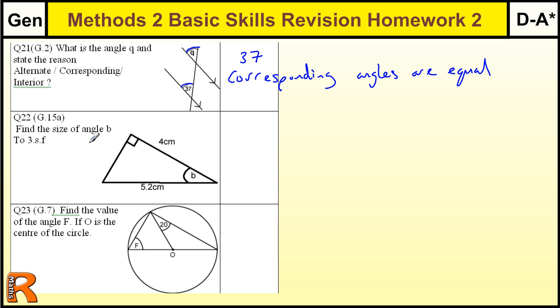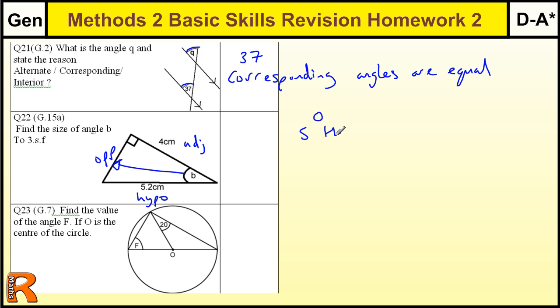Find the size of the angle B to three significant figures. It's a right angle triangle, and we're trying to find an angle. So this is to do with trigonometry. Label our sides up: hypotenuse, because it's opposite the right angle. This is the opposite side because it's opposite the angle we're using, and this is the adjacent side.